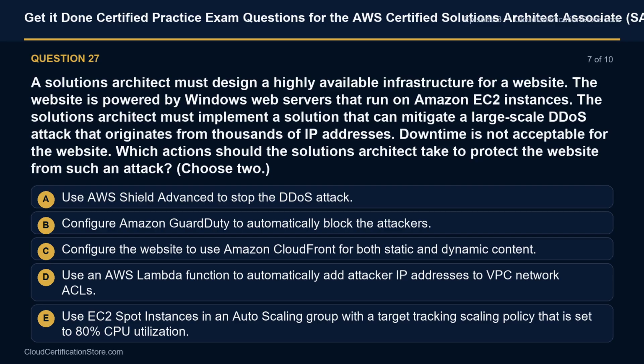Option B. Configure Amazon GuardDuty to automatically block the attackers. Option C. Configure the website to use Amazon CloudFront for both static and dynamic content. Option D. Use an AWS Lambda function to automatically add attacker IP addresses to VPC network ACLs. Option E. Use EC2 Spot Instances in an Auto Scaling group with a target tracking scaling policy that is set to 80% CPU utilization.